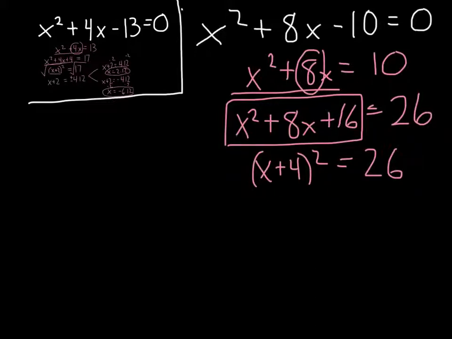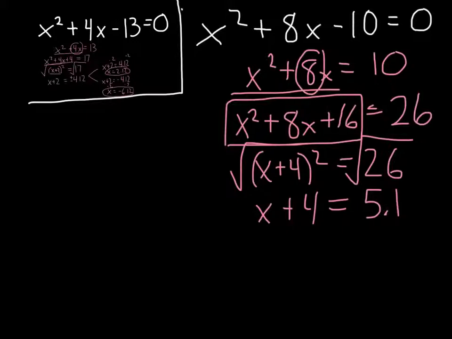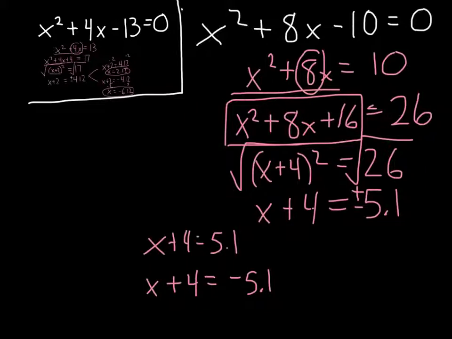I can then take the square root of both sides, and when I take x plus 4 squared, I of course get x plus 4. When I square root 26, I get 5.1. Remember, positive or negative. So now I have my two equations. I have x plus 4 equals 5.1, and I have x plus 4 equals negative 5.1.